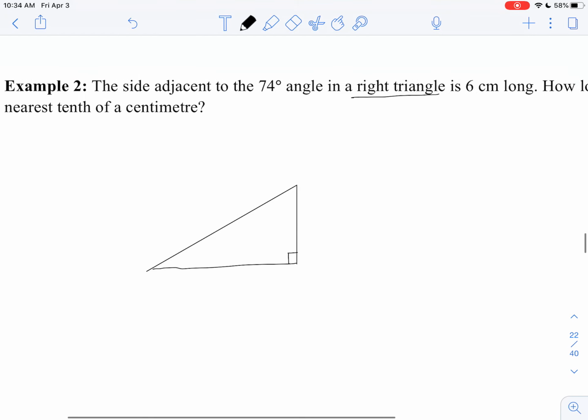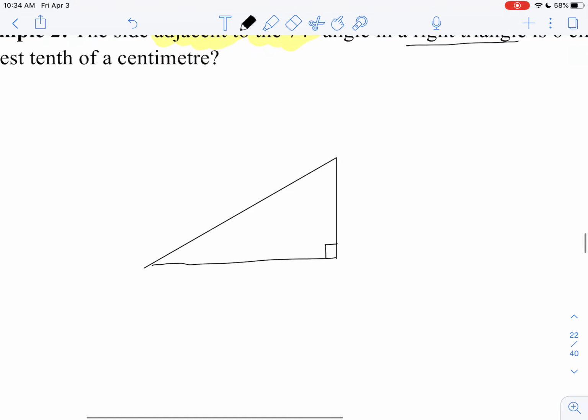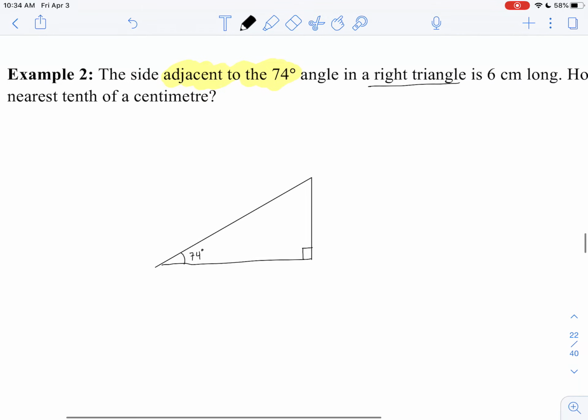So next thing is here we have the side adjacent to the 74-degree angle. So I know there's a 74-degree angle in here. I know it doesn't really look like 74 degrees, but this is not to scale clearly. I'm going to put that as 74 degrees.